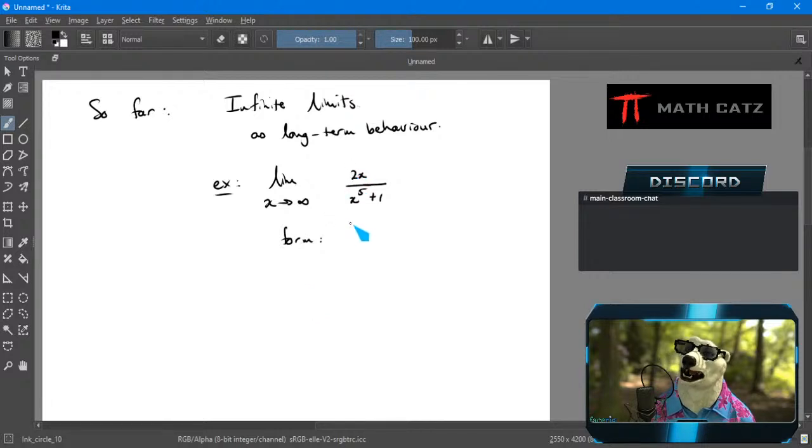But it is a little hand wavy, right? What I'm doing is look at, okay, how does just 2x behave as x goes to infinity? Okay, infinity. It doesn't tell me how fast or anything really, but it tells me that it is growing as well. X to the 5 plus 1 also growing. Now, that's not a number.